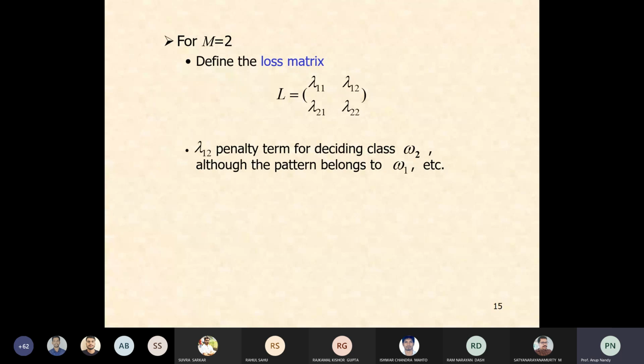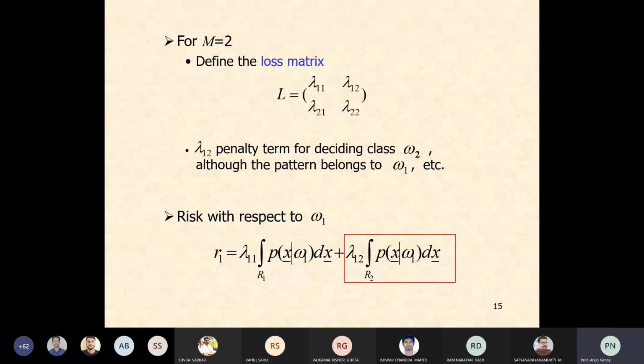What is the meaning of lambda 1 2? The pattern is actually from class 1, but it is classified in class 2. So that's why this penalty occurred, and you need to minimize these things. So that's why this lambda 1 2. Similarly, for lambda 2 1, this pattern is actually from class 2, but it is classified in class 1. Okay.